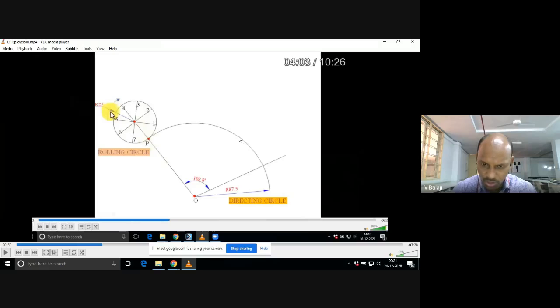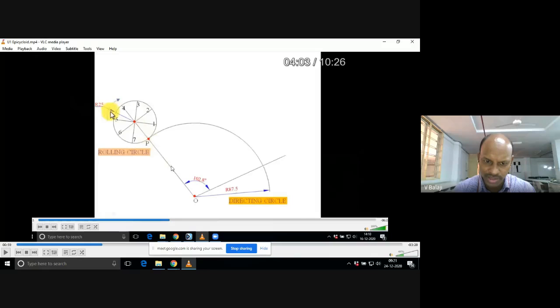This is the actual ground on which this rolling wheel is rolling. This circle, the circular arc, is of radius OP. Initially, we have taken this point OP.